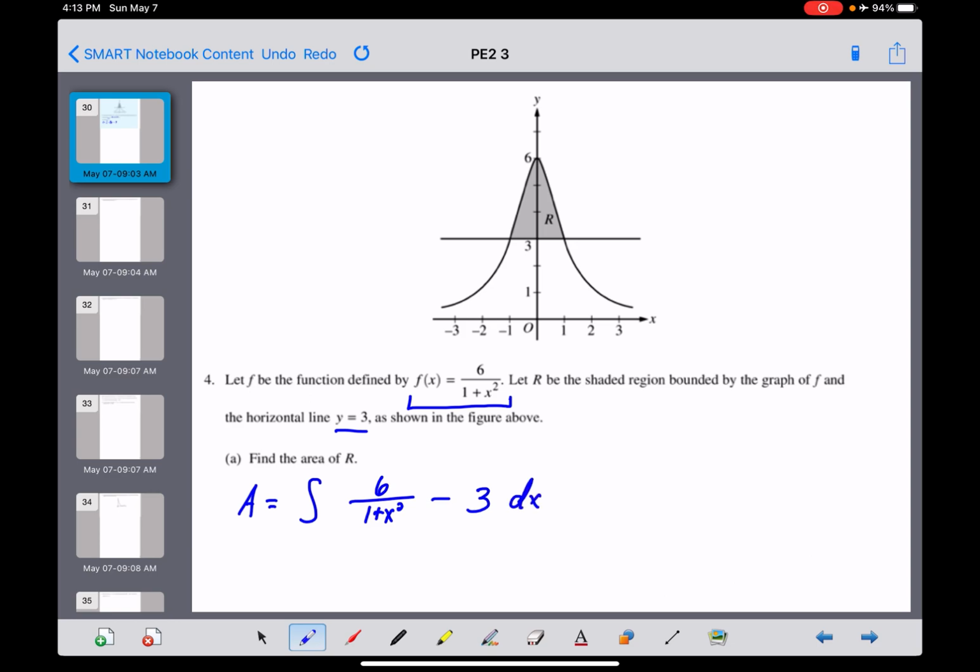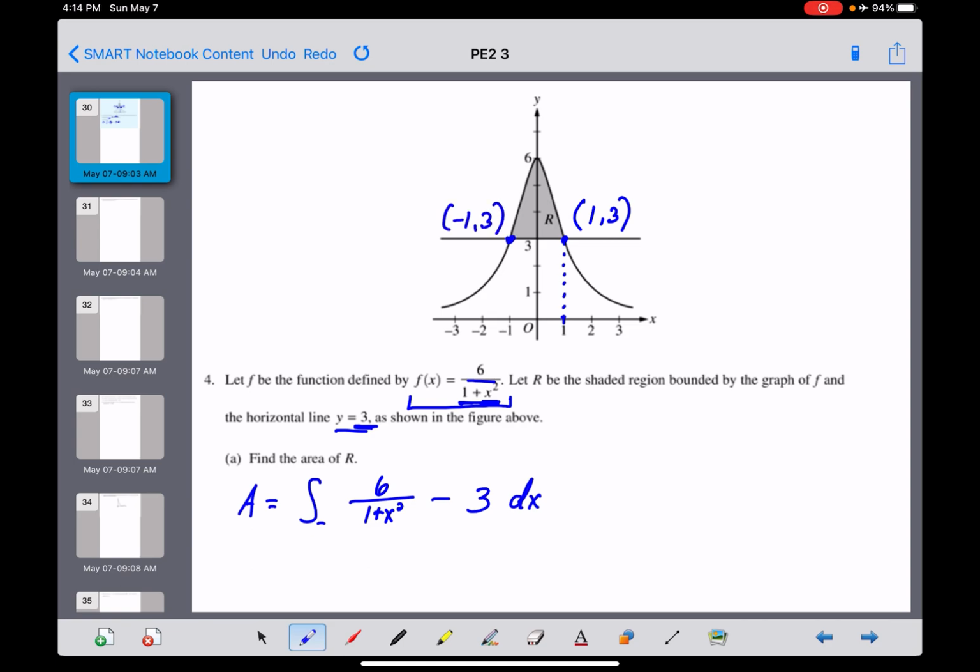We're integrating with respect to x, and for our limits of integration, let's take a look here, left and right. We better find out where the point of intersection actually is. It looks to me like it's at 1, but I would want to verify that by putting a 1 in right here. 1 squared is 1, plus 1 is 2, and 6 divided by 2 is 3. Yeah, that's what's going on. So this is the point (1, 3), which means this point over here is (-1, 3).